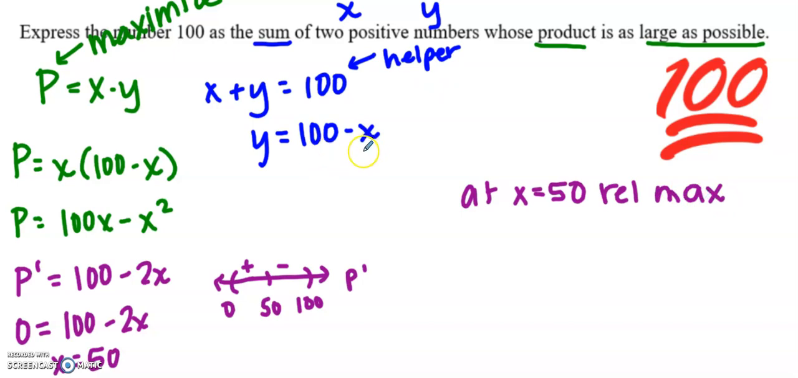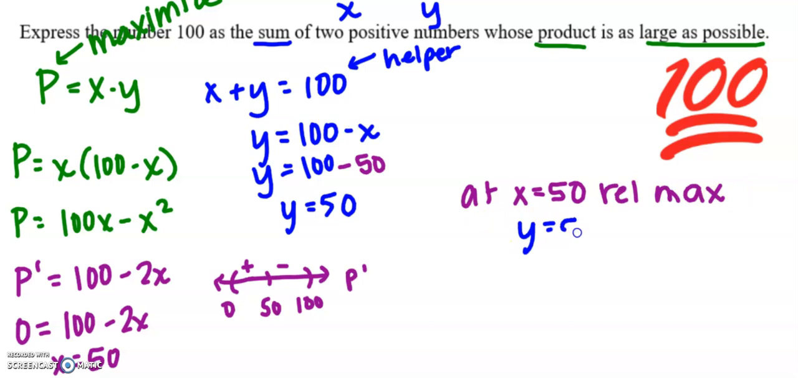And if x equals 50, I'm going to go back to my helper equation. My helper helps me get started and helps me to end. My y is also going to be 50. So at x equals 50, there's a relative max, which means that y equals 50. And the sum of my two numbers, the way the question is worded, would be 50 plus 50 equals 100. So again, no new calculus there, just had to set up my primary equation, which was in green, use my helper to get started, and use the helper to get done.